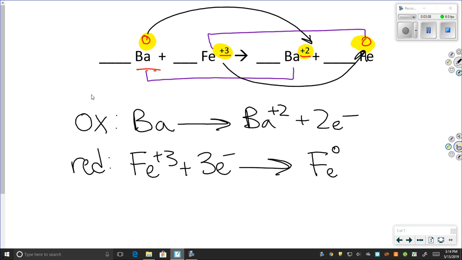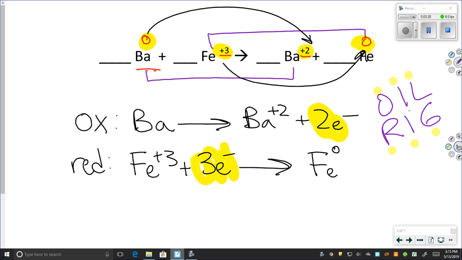One way you can remember that is you can go back to OIL RIG. OIL RIG, also known as oxidation is losing. Oxidation is losing. Reduction is gaining. Now, what do we do next? If you look, we've got 2 electrons here and we've got 3 electrons there, and those don't match. What do we need to do? We need to find a way to get these to balance out.